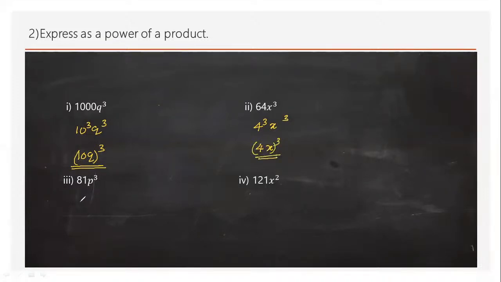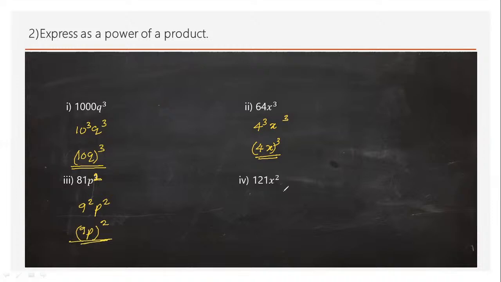And 81p to the power 3. 81 we can write as 9 to the power 2, or 3 to the power 4, and p to the power 3. In my file I think I have included this incorrectly. This is not p to the power 3, it is p to the power 2. You have to correct this one. I think in my paper I have put the correct one. We can write here 9 to the power 2, p to the power 2, then (9p) to the power 2.